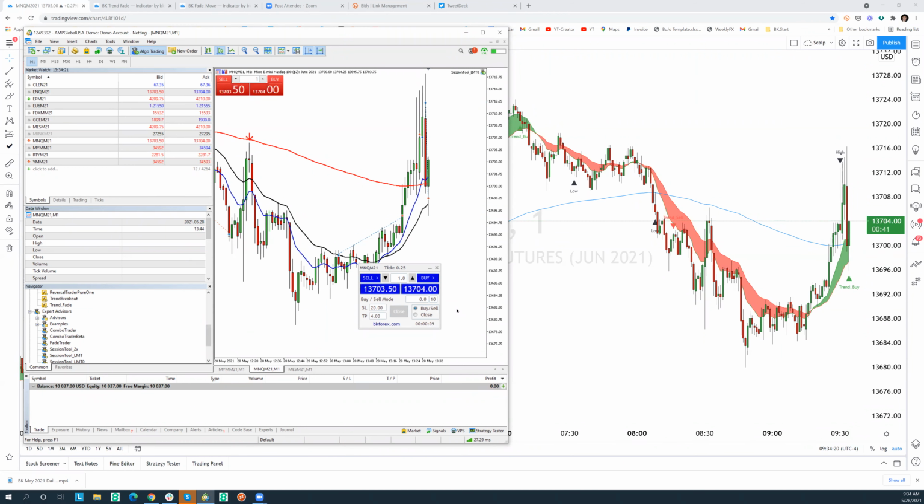I'm going to watch this candle though, and if this trend buy does hold, it needs to hold. I will then go trade it, because that's actually a legitimate trade.